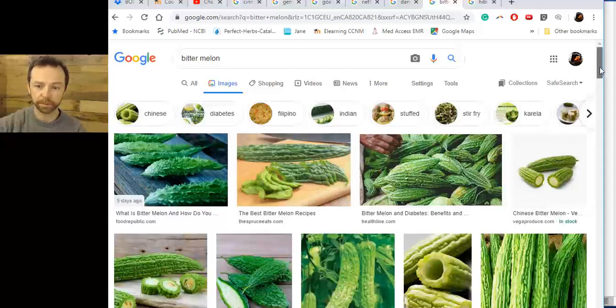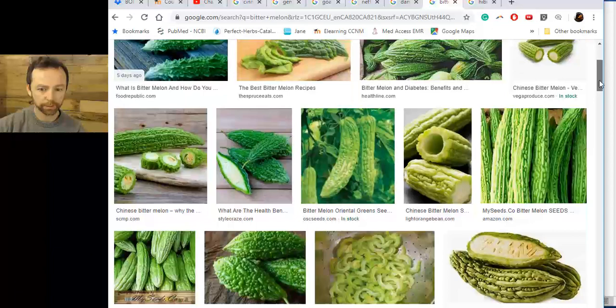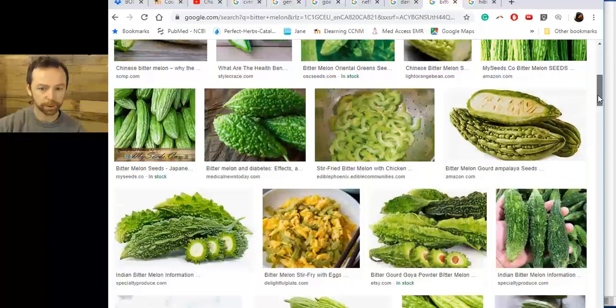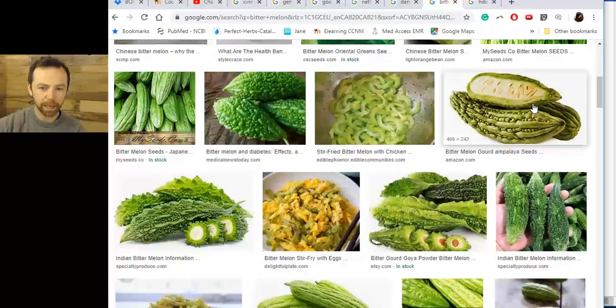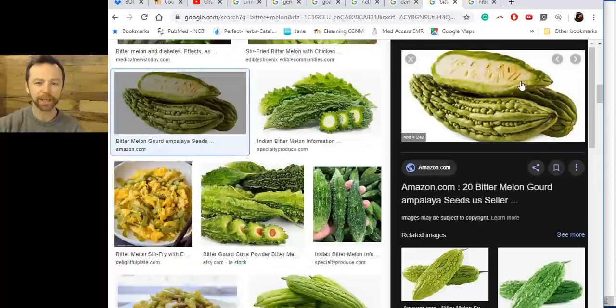I've had this quite a bit. It's not bad. The tea is very bitter, of course, and the fruit, there's a good picture. The fruit is also very bitter, but it's not bad. You have it with some buttery sauce and things like that. You can have a couple. So that's our bitter melon.